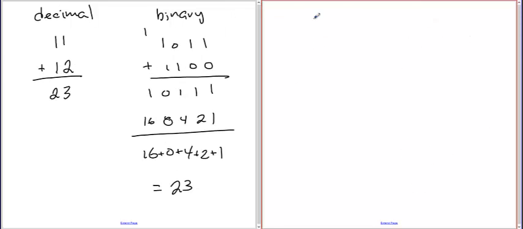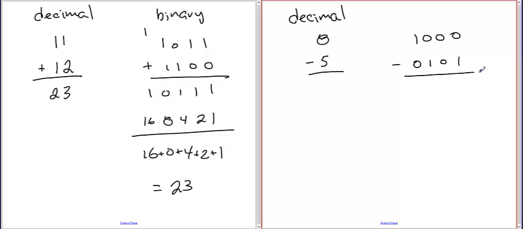I guess the question, let's think about, what if we did subtraction? I don't know if I've ever tried subtraction before, but let's see how that would work. So let's just do 8 minus 5. So 8 would be 1, 0, 0, 0, and 5 would be 0, 1, 0, 1. Now we're going to subtract.